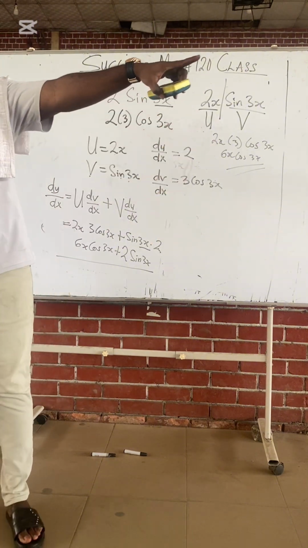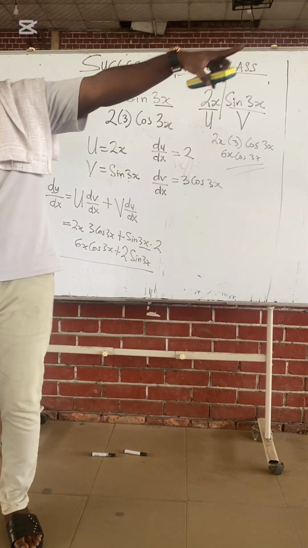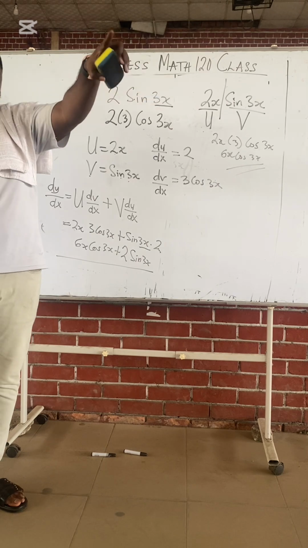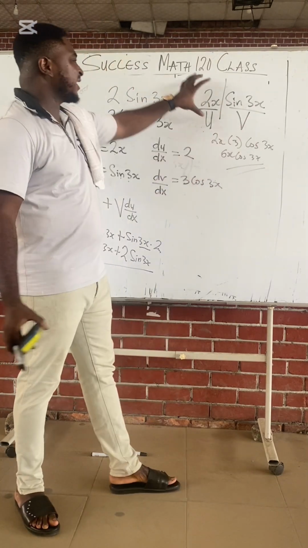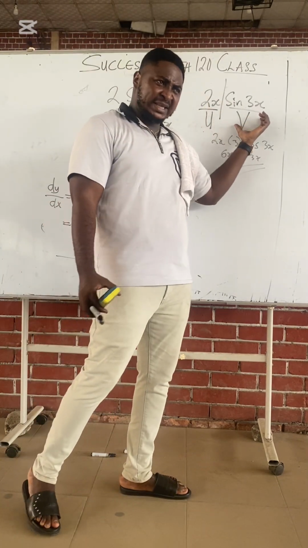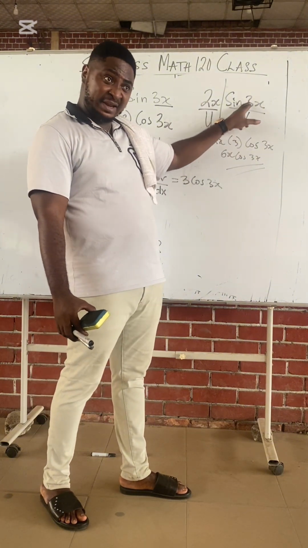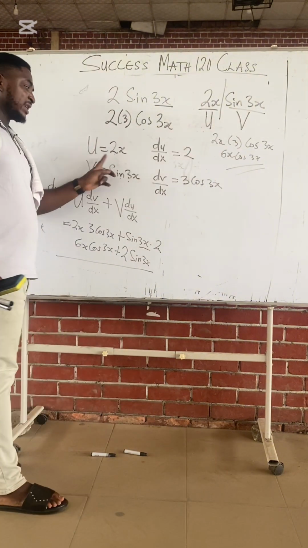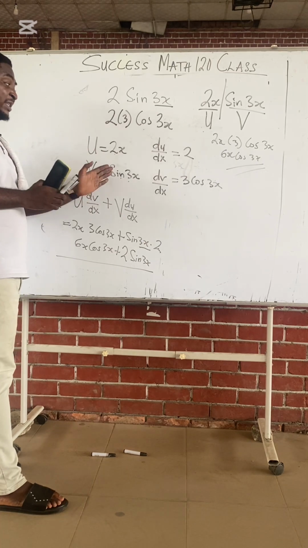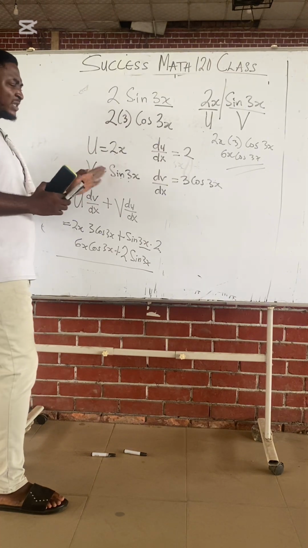Sometimes I might be in the smaller PS classes, you'll see us there. For the product rule, you call the first person u, call the second person v. Make sure the first person is u, the second person is v. So u is 2x, v is sine 3x.